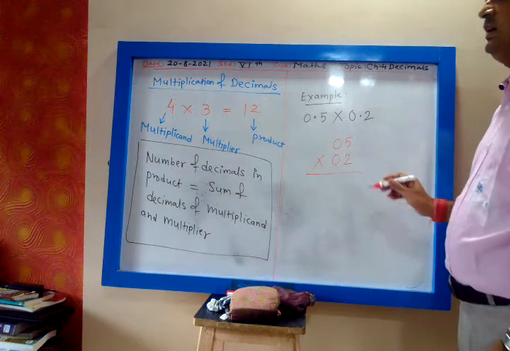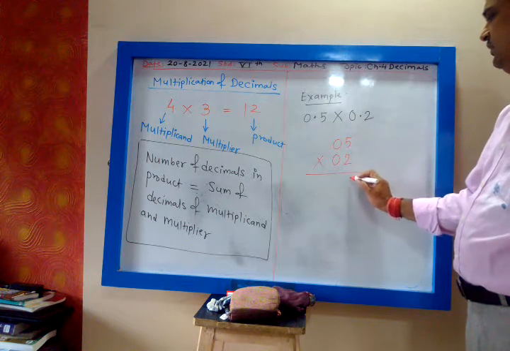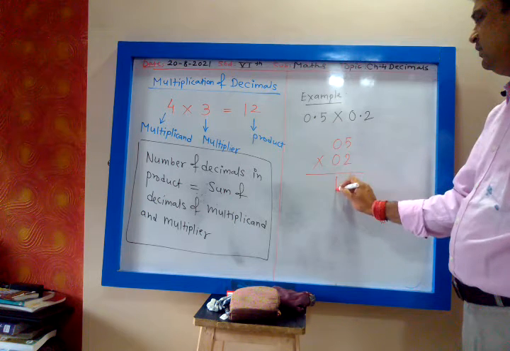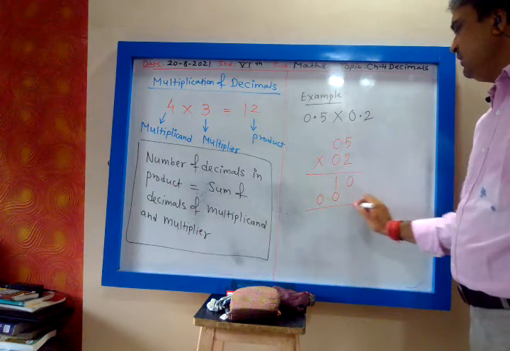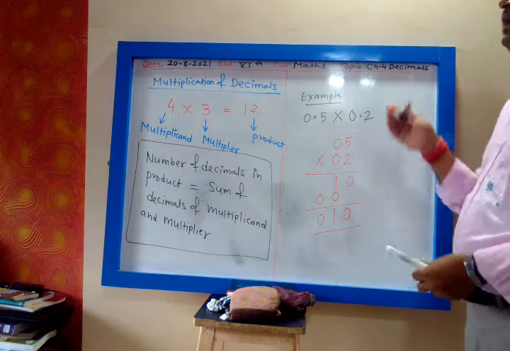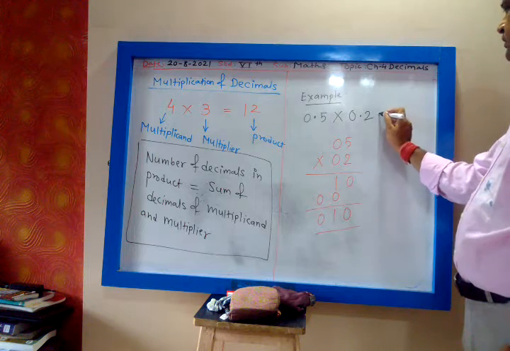So while multiplication, we remove the decimal. So 2 5s are 10. Then 1 is carried. 2 0s are 0, plus 1 is 1. Then 0 5s are 0. Answer is 010. Okay. Now we have to place the decimal in the product.